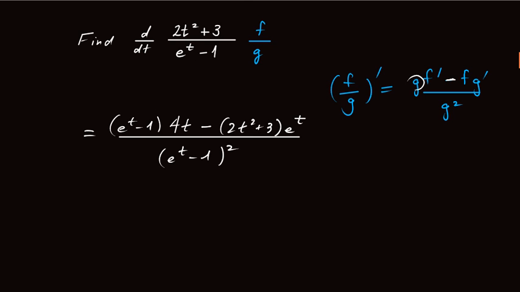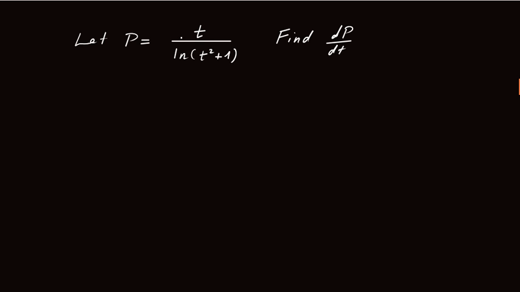Okay, let's move on to one last example. P is equal to t over ln of t squared plus 1. I want to find the derivative of p with respect to t. My top function f is equal to t. My bottom function g is equal to ln of t squared plus 1. And I want to apply the quotient rule. Here I'm going to do it from memory, so I'm going to say dp dt. Well, I have the low function, ln of t squared plus 1, times d high, the derivative of the top function. The derivative of t is just 1, minus.